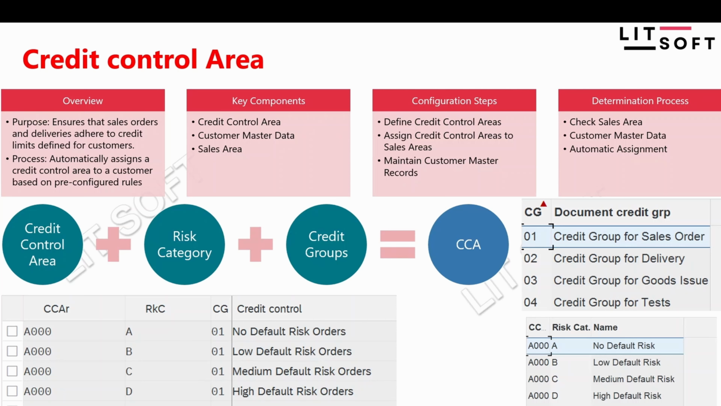Then credit control area: you can have credit control area plus risk categories and credit groups. We have seen this a lot, which derives the credit control area and the credit groups. For the sales order, delivery, goods issue, an interview question will come: do you manage credit management at the invoice level? No, after PGI you cannot manage it. That is a default thing.